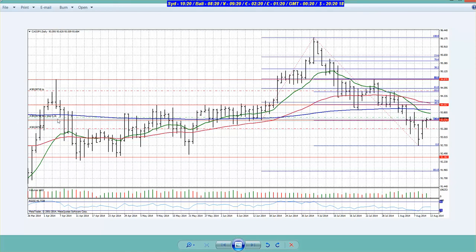Range reversal. Range reversal. So what's your range? It's 92 to 94.80, 90, this area. Big resistance here at 94.08 or 94.05. We could call it 94 if you wanted.